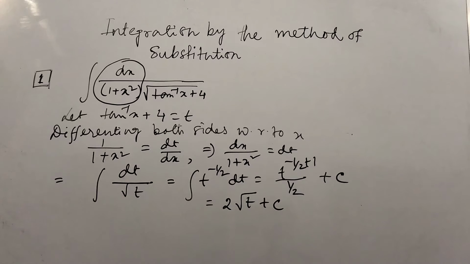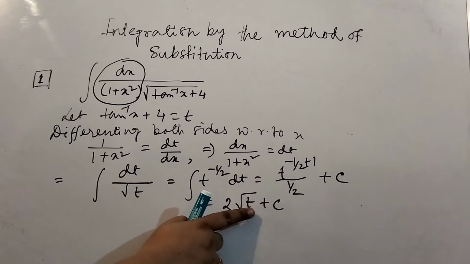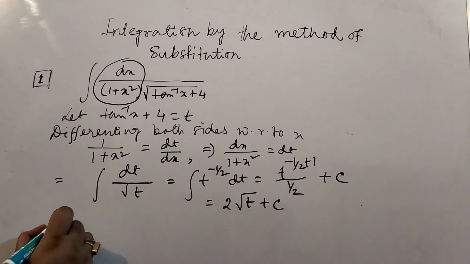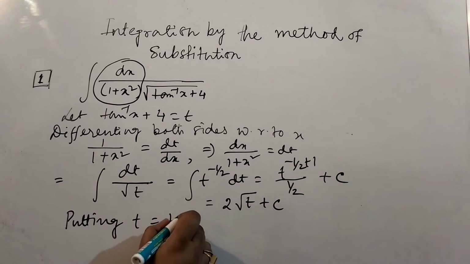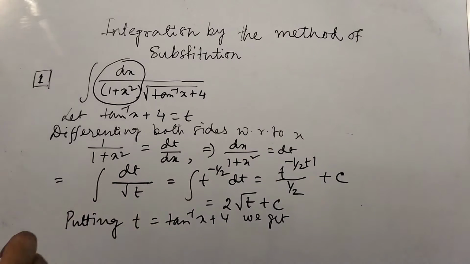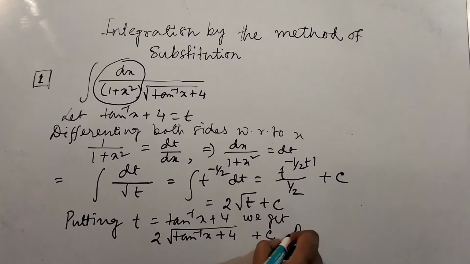Now look students, we had to find the integration in terms of x with respect to x, but it is in terms of t. So obviously finally in this case we must replace this t with the given expression. So here putting t equals tan inverse x plus 4, we get 2 root over (tan inverse x plus 4) plus c, and hence the result of integration is obtained so easily by using the method of substitution.